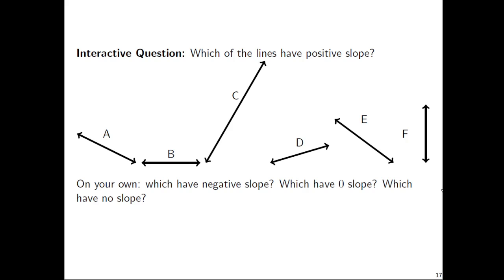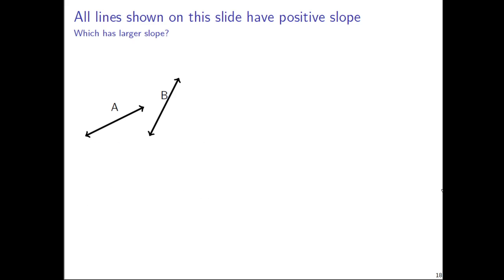So, interactive question: which of the lines here have positive slope? There's a line that I've labeled A, one called B, one called C, one called D, one called E, and one called F. So which of these lines have positive slope? It's not part of the interactive question, but on your own, you should ask yourself which of the lines here have negative slope, which have 0 slope, and which have no slope. All right, so that's the interactive question.